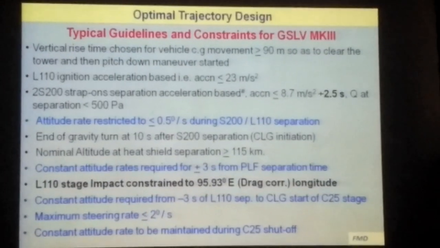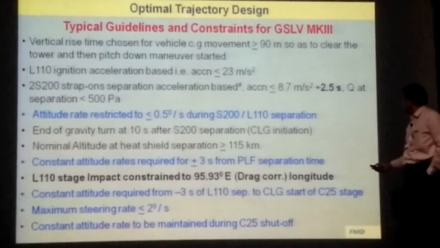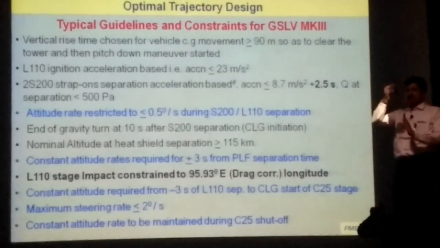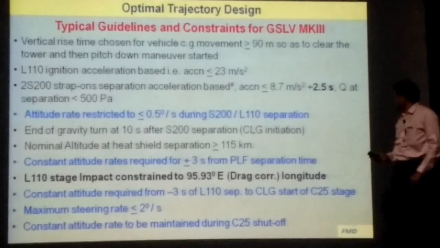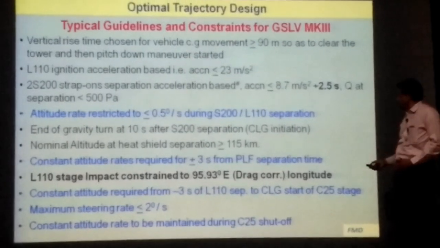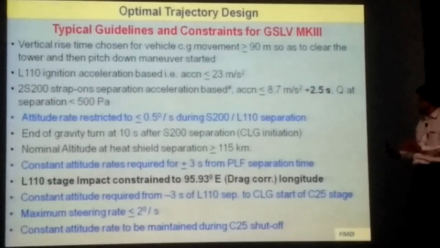So these are some of the typical guidelines for the GSLV trajectory. For example, you say that the vertical time is up to 90 meters, it has to fly vertically because you have the tower. And then when the strap-on separates, you have the acceleration constraints. Then the altitude range is restricted. So all these constraints are put in and the trajectory is designed.